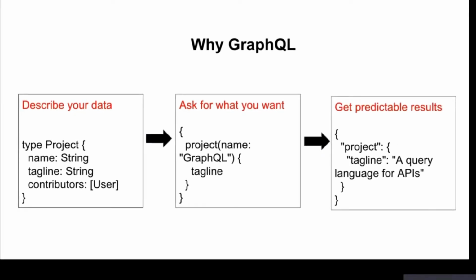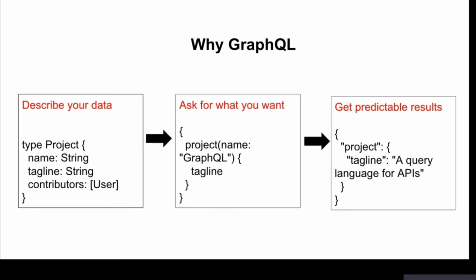Project, as seen here, is a GraphQL object type with some fields. We have a string, the tagline. The tagline here is a string. The name here is a string. And we also have contributors, which is an array of users. So here we just described how we want our data to be schematically, a strongly typed schema.